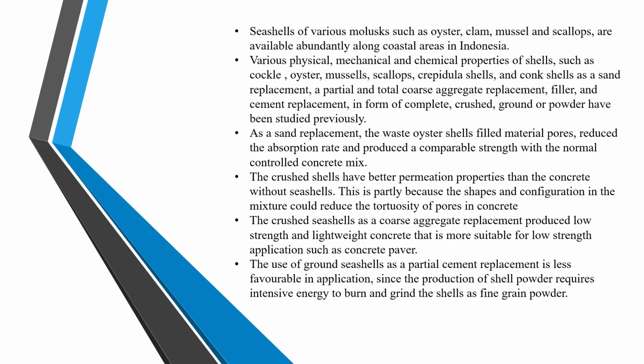The crushed shells, as a coarse aggregate replacement, produce low-strength and lightweight concrete that is more suitable for low-strength applications such as concrete paver. Lastly, the use of ground seashells as a partial cement replacement is less favorable in application, since the production of shell powder requires intensive energy to burn and grind the shell as a fine-grained powder.